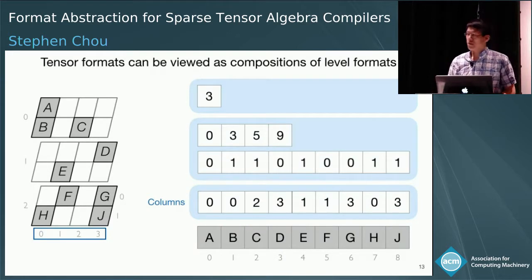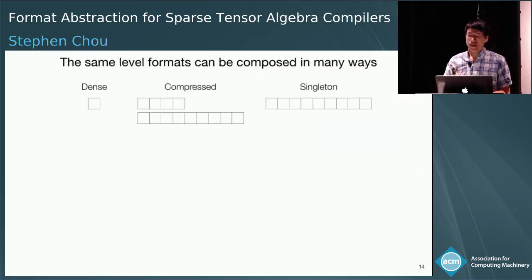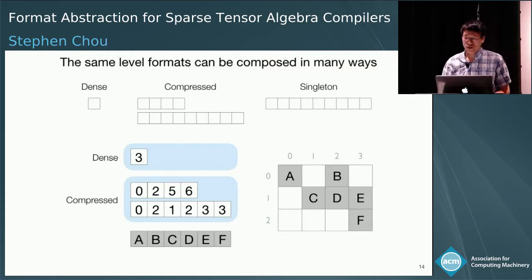So rather than thinking about this tensor format as a monolithic structure, we can instead view it as a composition of what we refer to as level formats, like dense, compressed, and singleton, that each encodes a single dimension of a tensor. And in fact, we can actually take these same per dimension level formats and rearrange them to express other tensor formats. So consider this 3x4 matrix that we saw earlier. If we use the dense level format to store the row dimension and the compressed level format to store the column dimension, then what we obtain is actually just the same CSR representation of the matrix, which we've already seen earlier on.